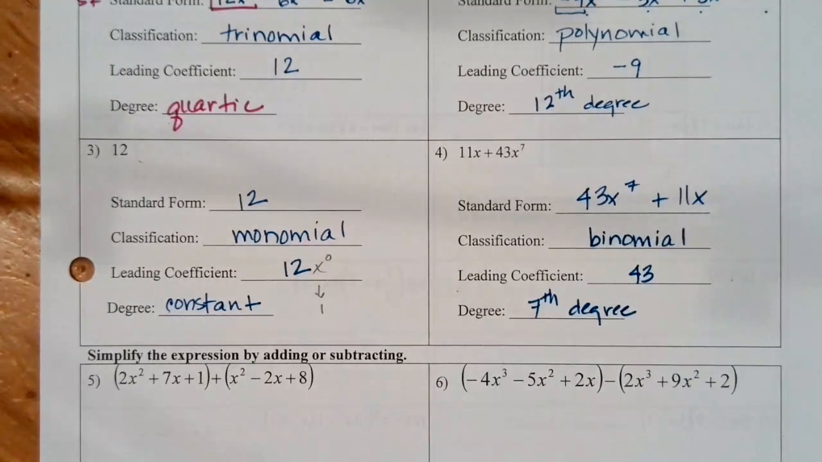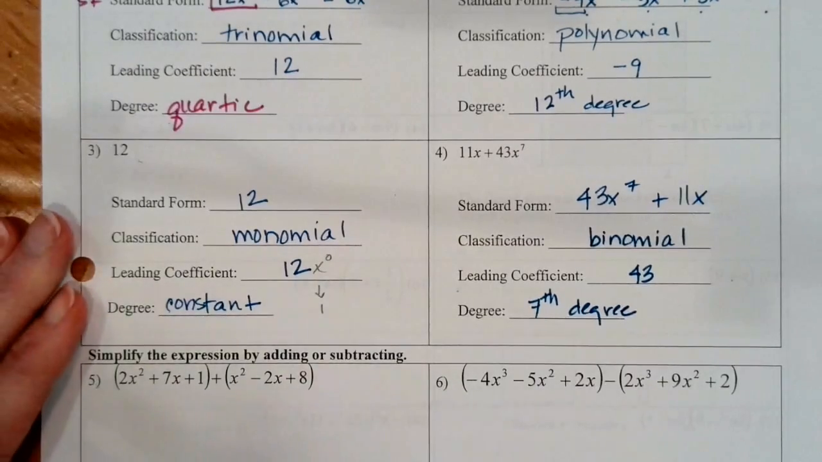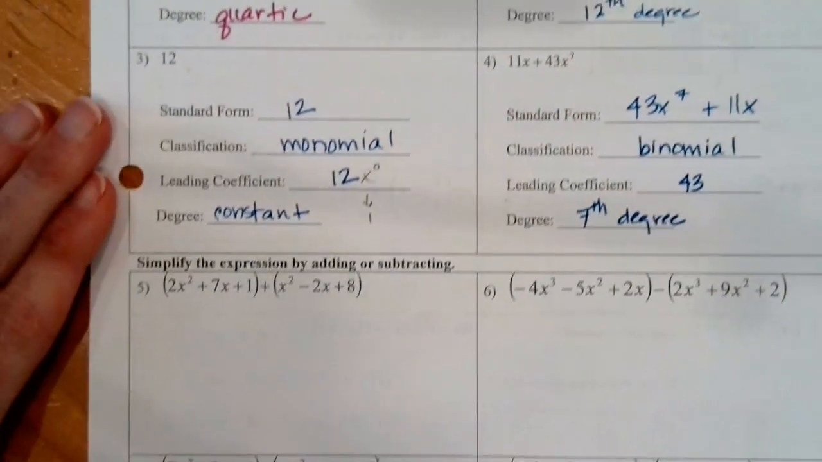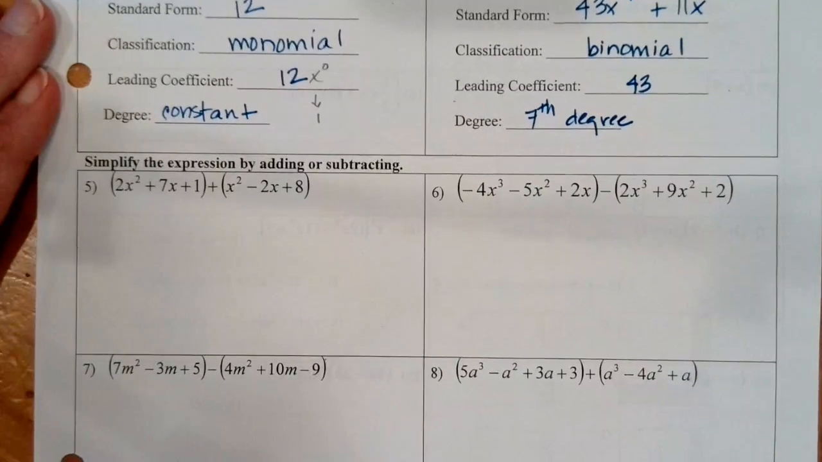How'd you do? So standard form, my x to the 7th, all 43 of them will come out to the front. That's a binomial because there's 2 terms. My leading coefficient's 43. And it's to the 7th degree. Okay, so this goes back to what we did when we were still in class together.